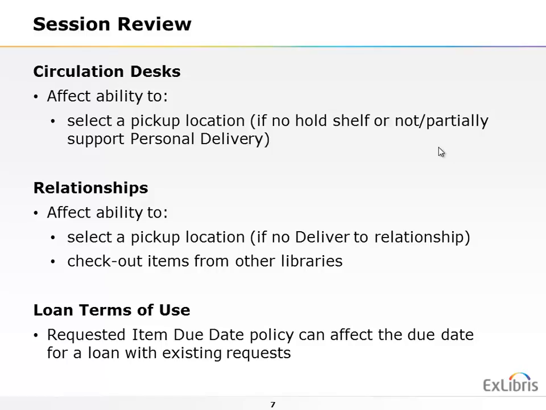We saw the importance of relationships between libraries, the main library and the graduate library, the deliver to and the circulate for relationships, and how those relationships can affect our ability to select a pickup location if no deliver to relationship exists, and how they can affect our ability to check out items that are owned by other libraries. Finally, we saw the loan terms of use and saw how the requested item due date policy can affect the due date for a loan when there are existing requests for that item.